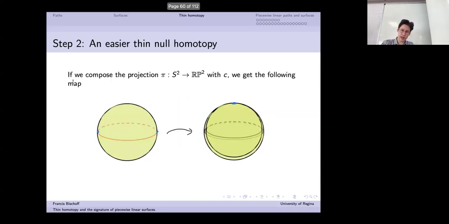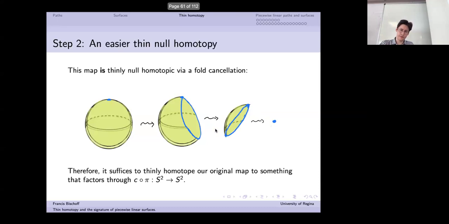Okay, so any map that factors through this map here is going to be thinly null homotopic. So what I'm going to do is give a homotopy of the original map to something that factors through this map. If I can thinly homotope my original surface to this one, then I'm done.